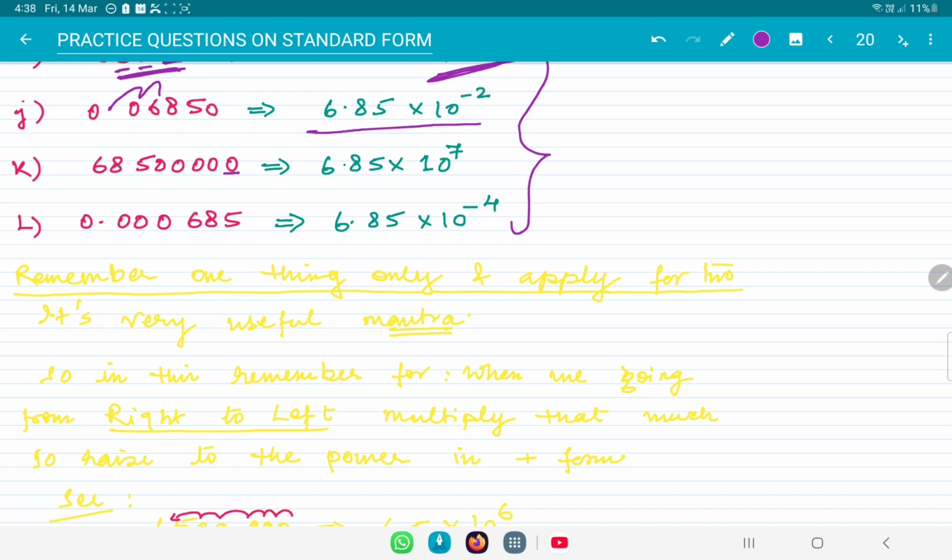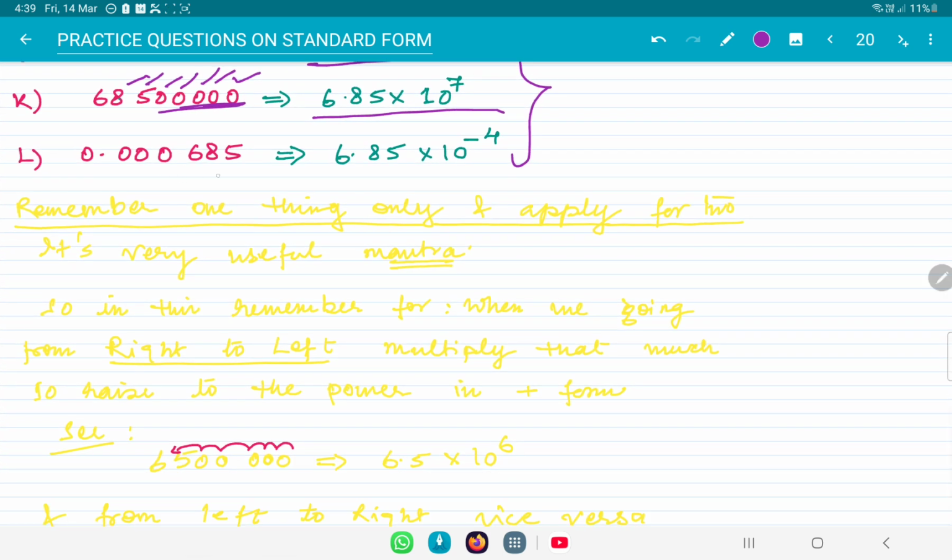Next, if it comes in the form of 685 followed by 5 zeros, we have to move from right to left. 1, 2, 3, 4, 5, 6, 7. The power of 10 will be positive. 6.85 into 10 raised to the power 7.